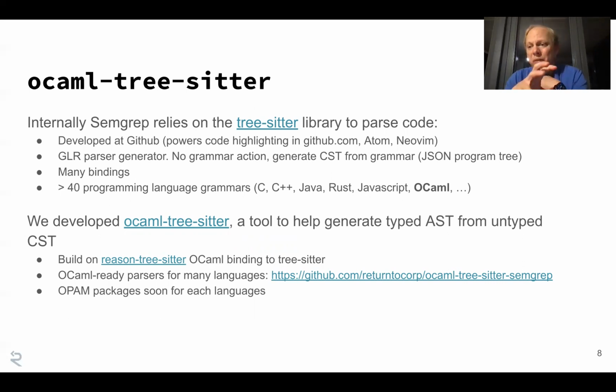On top of Tree-sitter, Martin Jambon developed ocaml-tree-sitter, which is a tool to help generate a typed AST from the untyped CST. Hopefully we will release OPAM packages soon so that each language of Tree-sitter can be a separate OPAM package, so that you can easily write a custom tool without having to reinvent a parser for Python or JavaScript or whatever.